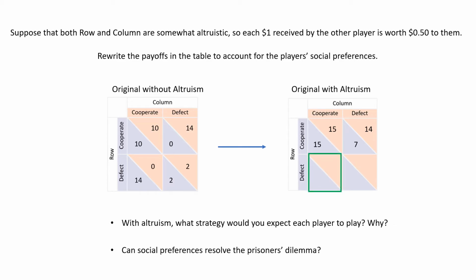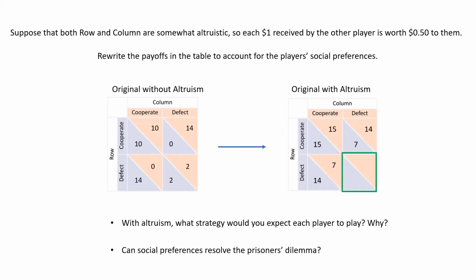Okay, now we look at what happens when the row player plays defect and the column player plays cooperate. In this case, the column player receives a 0 payoff, so he gives 0 to the row player, and the row player's payoff remains the same at 14. However, the row player receives a payoff of 14, and he gives half of his payoff to the column player, so the column player's payoff is changed from 0 to 7.